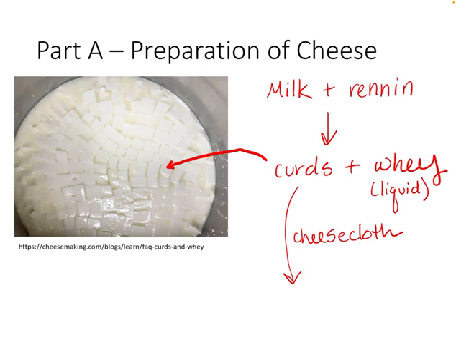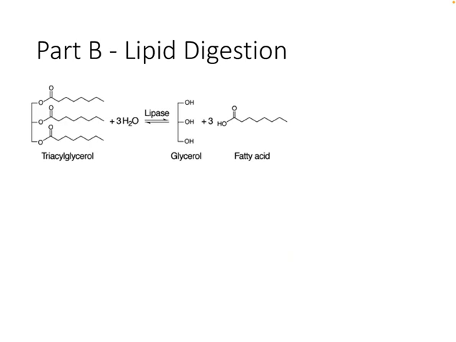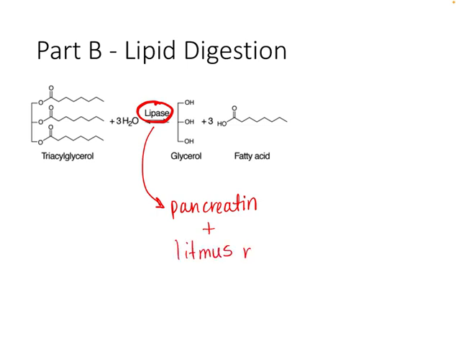In part B, we're going to look at lipid digestion. So we're going to use an enzyme called lipase, although we're actually using a solution called pancreatin. So pancreatin contains lipase, and we're going to mix that with what's called litmus milk. So this is milk that just has some pH indicator in it. So litmus is just referring to that pH indicator.